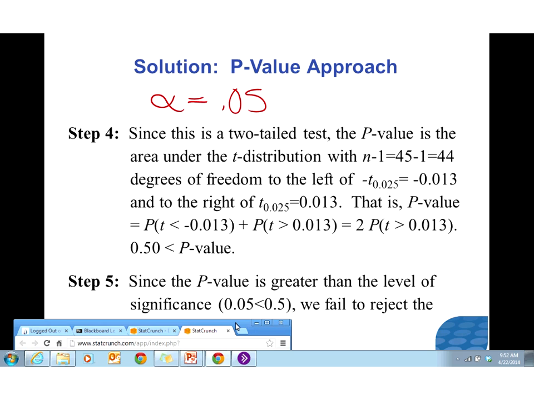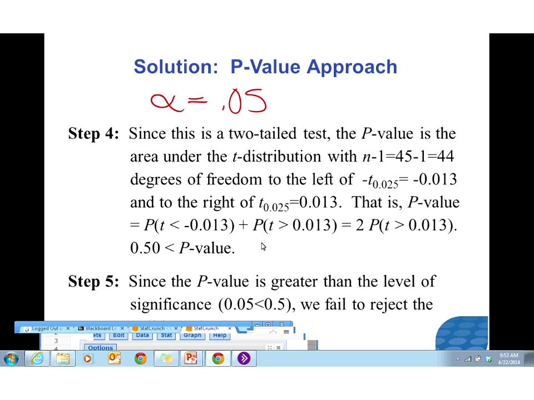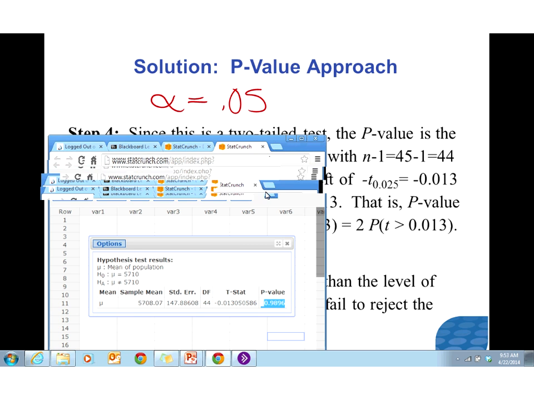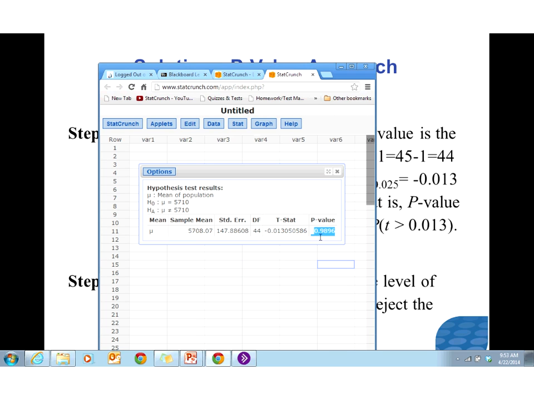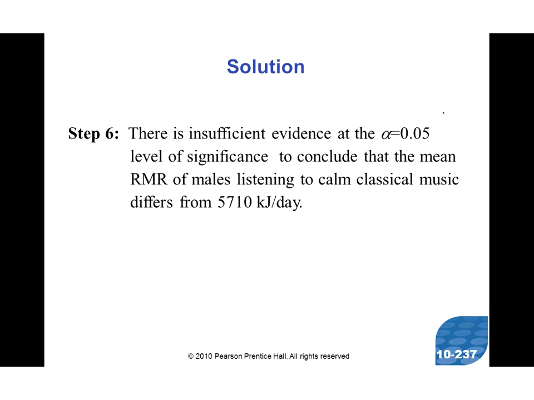And what do they get for the p-value? Our p-value is 0.09896, which is greater than 0.05. So if our p-value is greater than our alpha, we fail to reject. And that's a very simple way of doing that.